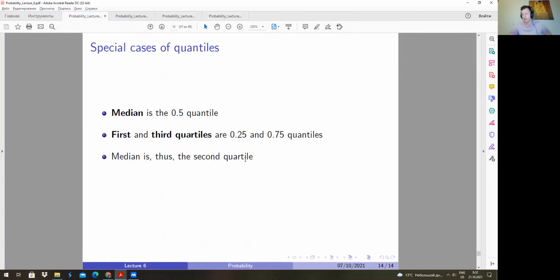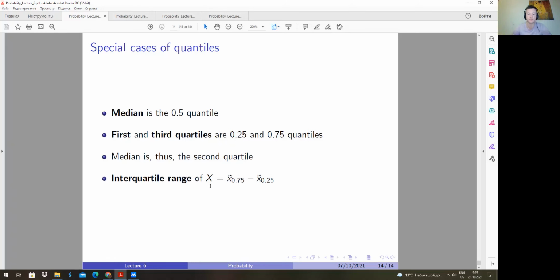The median is the second quartile. If there are a first and third quartile, there must be a second quartile, which is the median. We also have the difference between the third quartile and the first quartile, which is called the interquartile range. It is the interval where half of the observations belong.